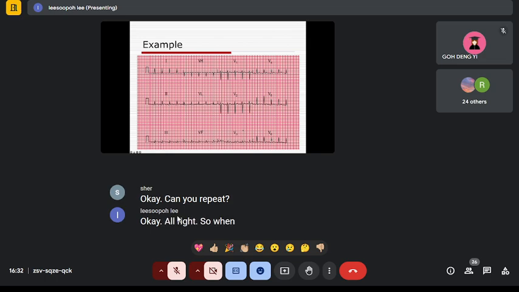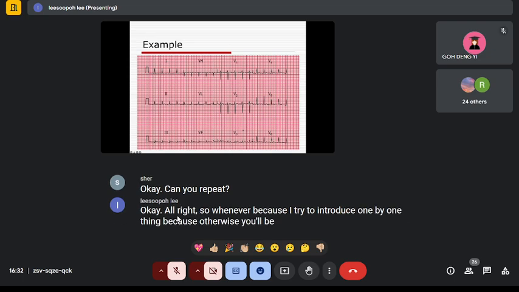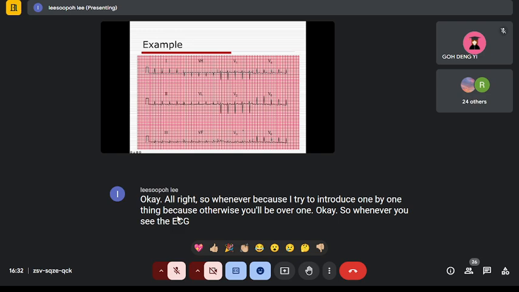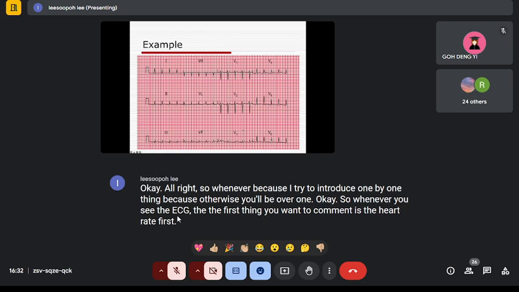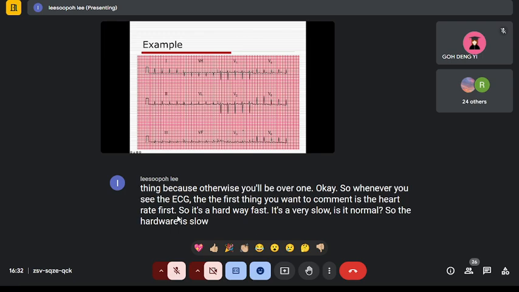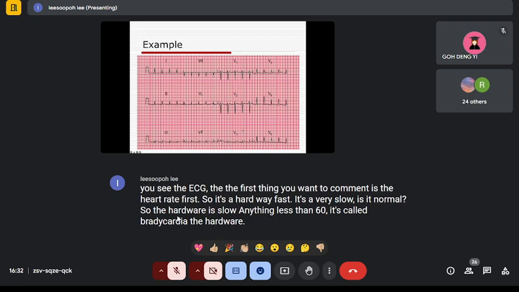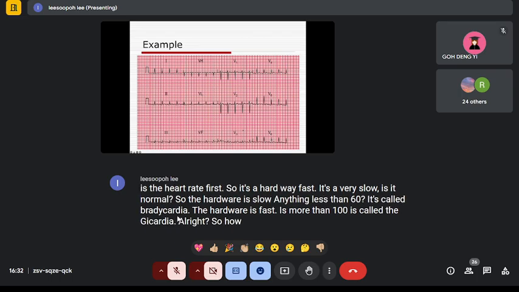All right. So whenever, because I try to introduce one term by one term, because otherwise you'll be overwhelmed. Okay. So whenever you see the ECG, the first thing you want to comment is the heart rate first. So is the heart rate fast? Is the heart rate slow, or is it normal? If the heart rate is slow, anything less than 60, it's called bradycardia. If the heart rate is fast, it's more than 100, it's called tachycardia.